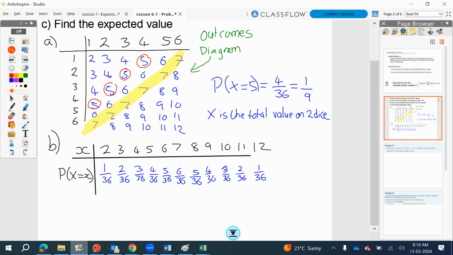Get your calculator and add up all of those probabilities. Celine, you have to bring a calculator to class. You got your calculator? 36. But you divided it. 1 by 36. Sorry. You're very late. Sorry, I was asleep. Okay.